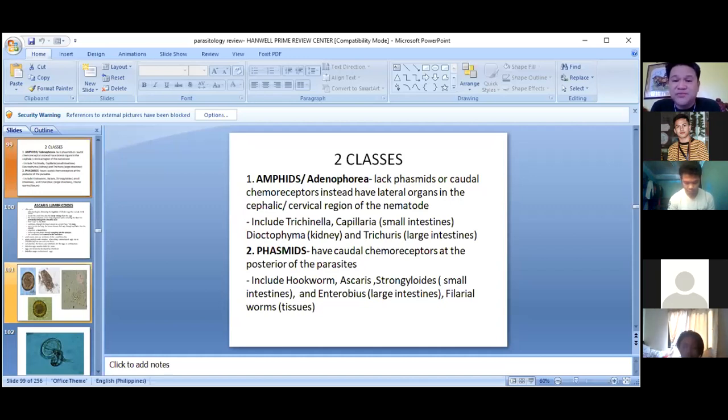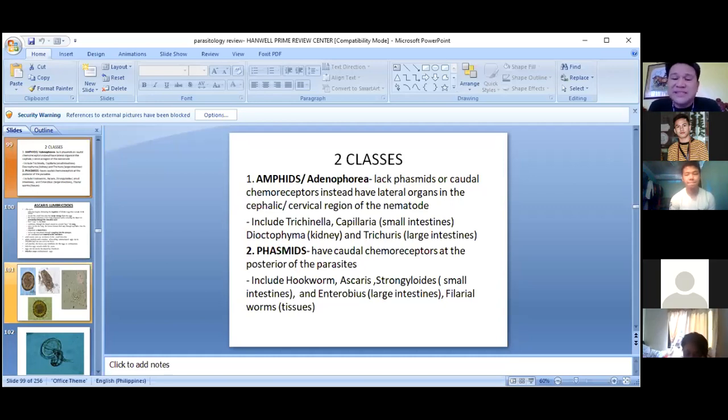I have a run through of some of the organisms which are aphasmids, like Trichinella spiralis and Capillaria philippinensis, which are aphasmids of your small intestines. Dioctophyma renale is an aphasmid of your kidney. Trichuris trichiura is an aphasmid of your large intestines. These are the organisms that were already asked in the board exams. That's why I have placed them already here in your handouts.